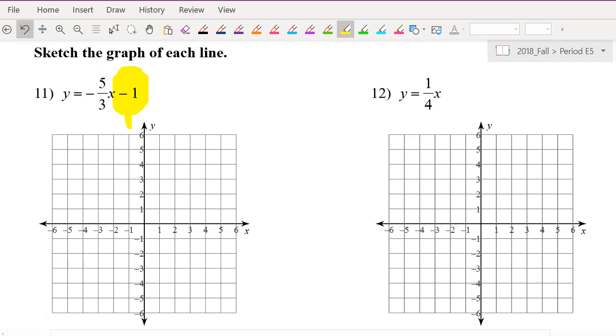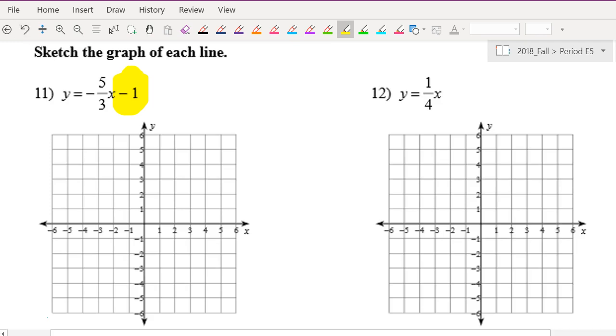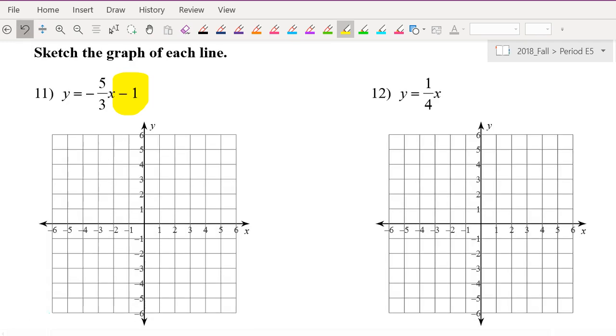All right, so we need to graph it. How do we graph it? What's first? Right. -1 is the Y-intercept. We do the Y-intercept first. And for the Y-intercept, do we go up, down, left, or right? Down, because it's negative. But if it was positive, we would go up.